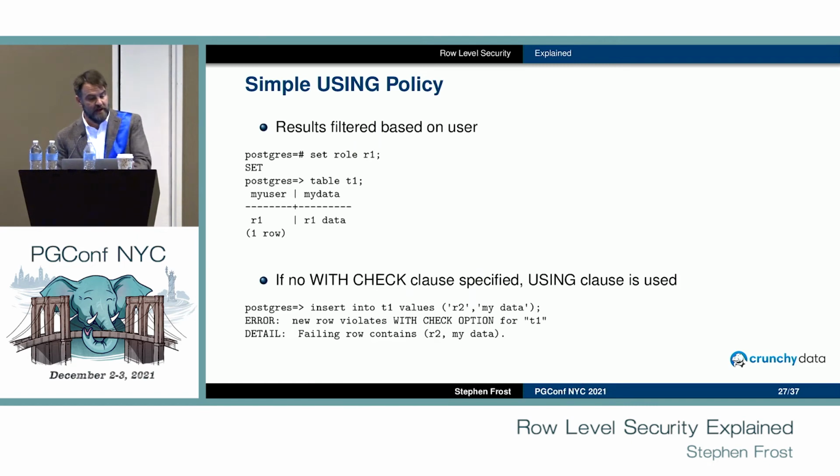So if I then try to do an insert into the table, trying to put data in on behalf of R2, for example, it's going to say that the new row violates the with check clause, and therefore it's going to fail, right? And then it'll report what the failing row's contents are, but you also specified those when you passed in the insert, so I'm not leaking any information here.